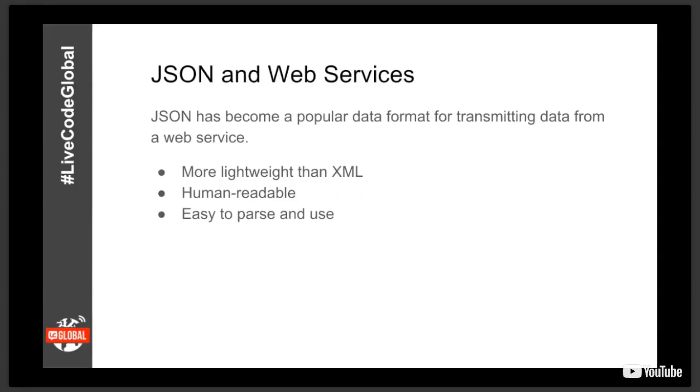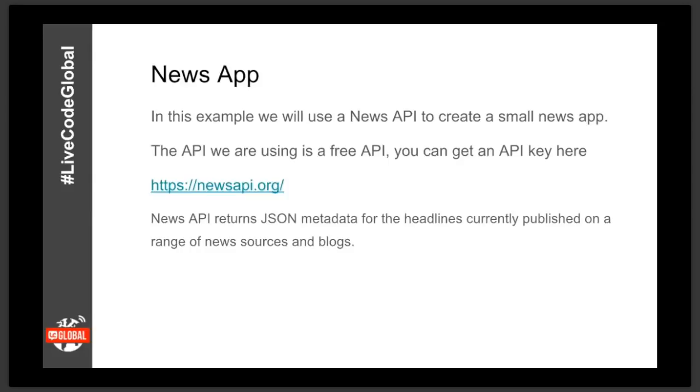So as well as being used as a data source, JSON has become a popular data format for transmitting data from a web service. It's more lightweight than XML, it's human readable, and it's easy to parse and use. In this example, we'll be using a news API to create a small news app. The API we are using is a free API, and you can get an API key at the link. And it returns JSON metadata for the headlines currently published on a range of news sources and blogs. So if you want to recreate this yourself, you'll just need to go and sign up for an API key that you can then use in the stack.